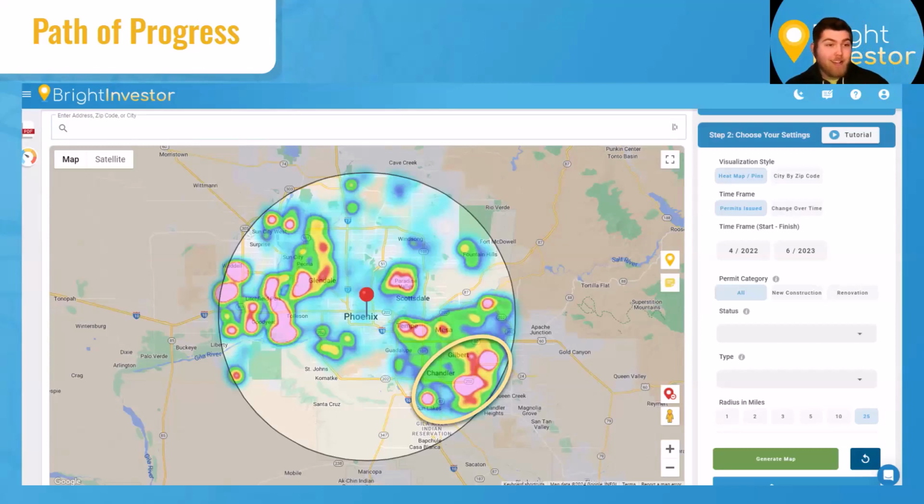Knowing the path of progress in a market is the cheat code to predicting which areas are going to have the biggest increase in value. And we already saw the population's going great. We already saw the job market's going great. That is the area in hot pink where the most construction's happening, which tells me that I really like what's happening. I see the construction going on and it makes me excited.